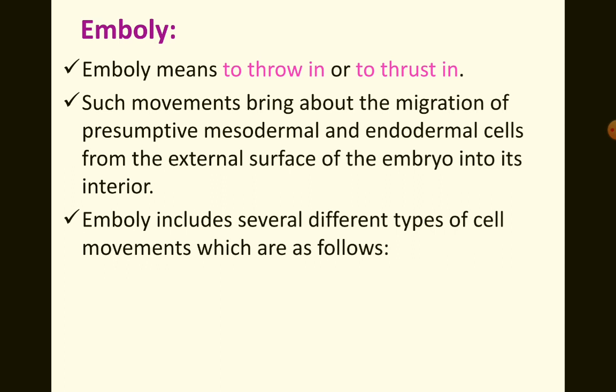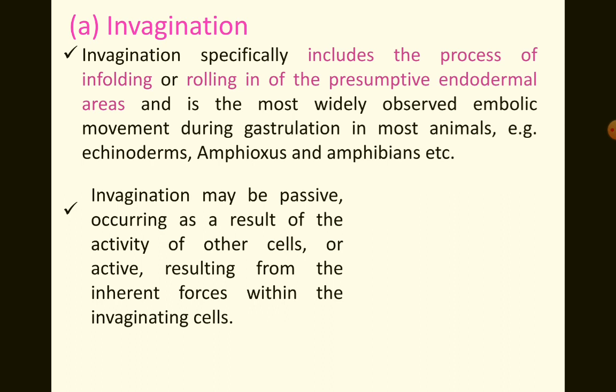Now this emboly, or the inward movement, includes several different types of cell movements. We'll understand them one by one in detail. The first one is invagination. Invagination includes the process of infolding or rolling in of the presumptive endodermal areas, and this is the most widely observed embolic movement during gastrulation in most animals, like echinoderms, amphioxus, amphibians, etc. So this is the most commonly observed embolic movement.